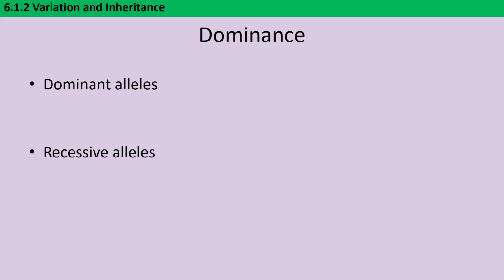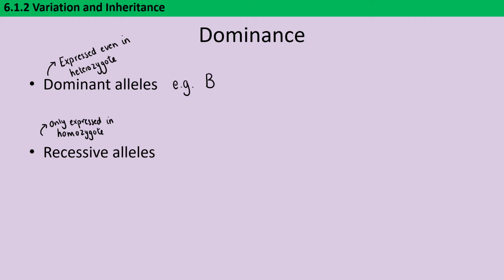When you first learned about inheritance in GCSE biology, we assumed that every gene had two alleles, and that one allele was dominant and one allele was recessive. Now this is true for lots of genes. The dominant allele is the allele that is always expressed, even in a heterozygote, whereas a recessive allele is only expressed when no other alleles are present, so we're only going to see it expressed in the homozygote. And we can differentiate between these two alleles by using an uppercase letter for the dominant allele and a lowercase letter for the recessive allele.